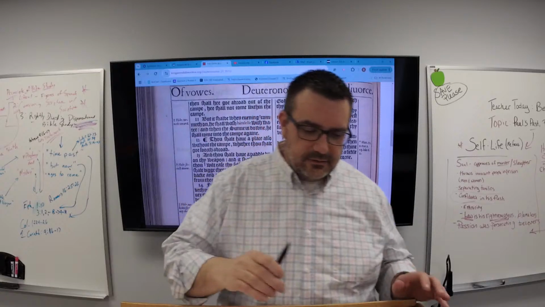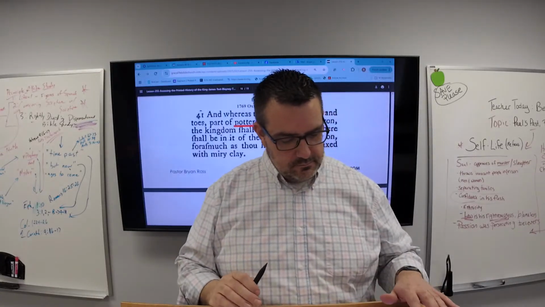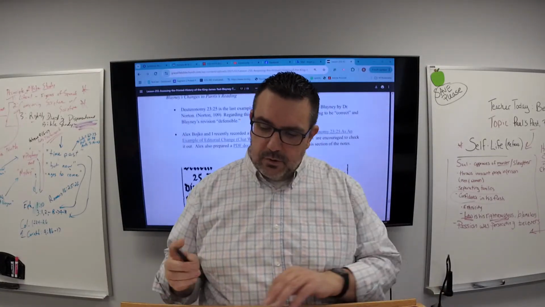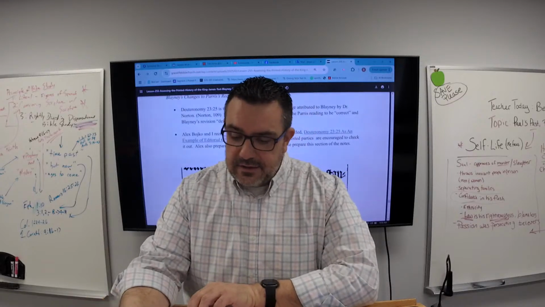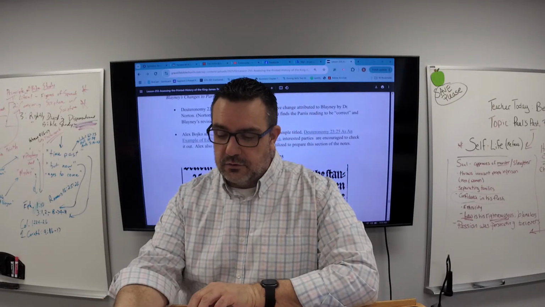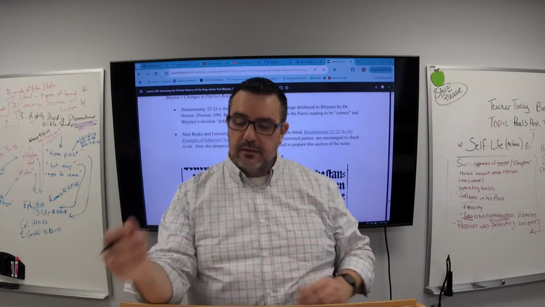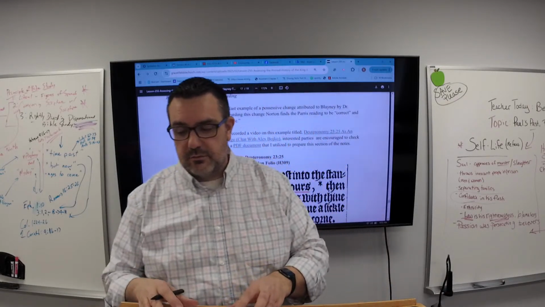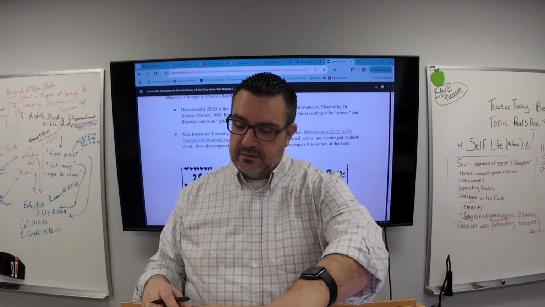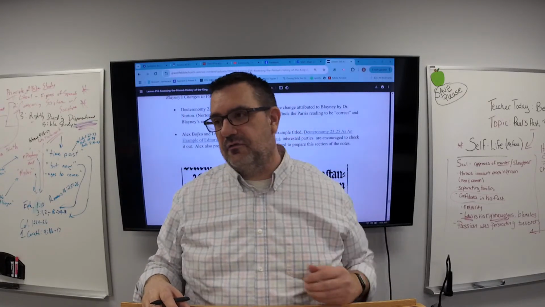So, let's go back to the notes. Deuteronomy 23:25 is the last example of a possessive change attributed to Blayney by Dr. Norton, page 109. Regarding this change, Norton finds that Paris's reading to be correct and Blayney's revision defensible.